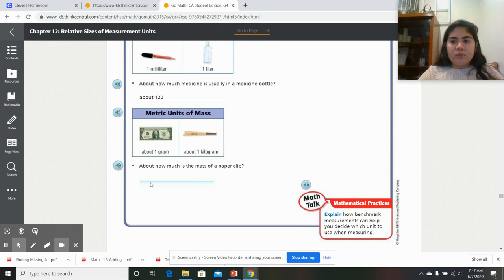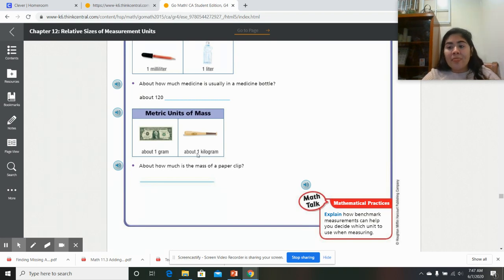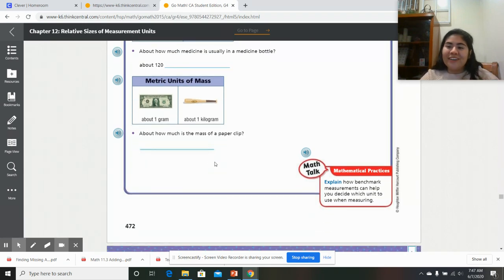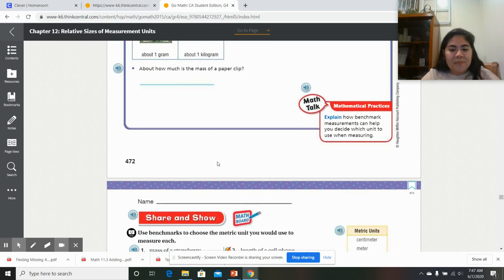So something really important to note about kilo, because you'll see this a lot later on, is that kilo is equal to 1,000. So what that means is that if 1 dollar bill is 1 gram, then you multiply that by 1,000, and that will get you the mass of this bag. So 1 kilogram is equal to 1,000 grams. That's for later. You guys don't have to worry so much about that.